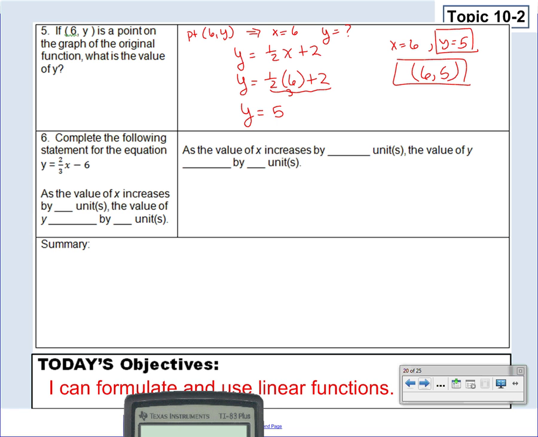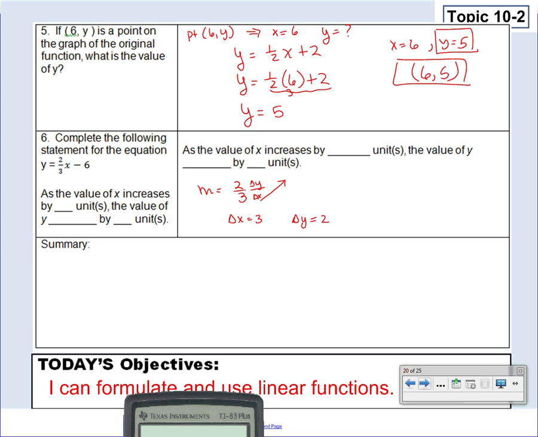Number 6, we're going to complete the following statement for the equation. So we are given an equation, y equals 2/3 x minus 6. And here our m is 2/3. Notice this is a positive slope, and so that means that our line is going to be increasing. That tells you the top number represents how the y changes. The bottom number tells you the change in x. So our change in x is equal to 3. Our change in y is equal to 2.